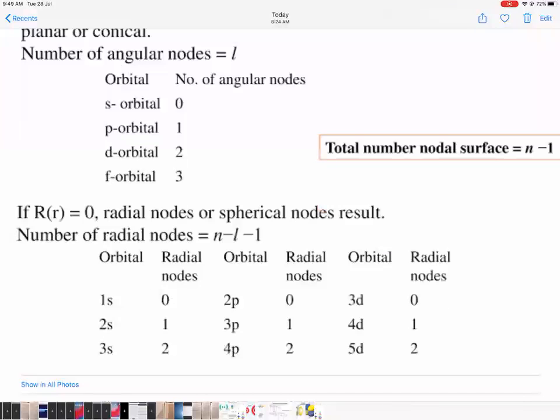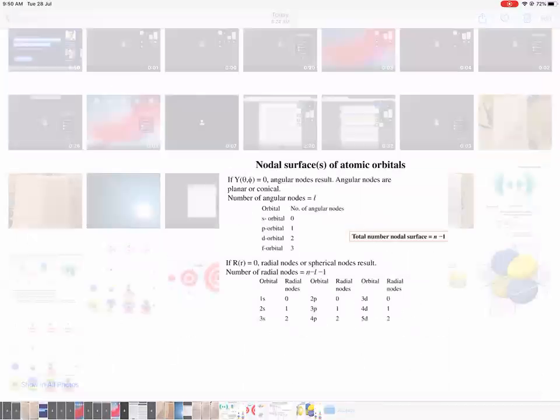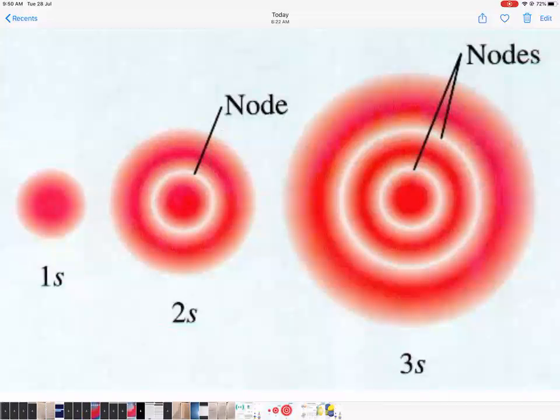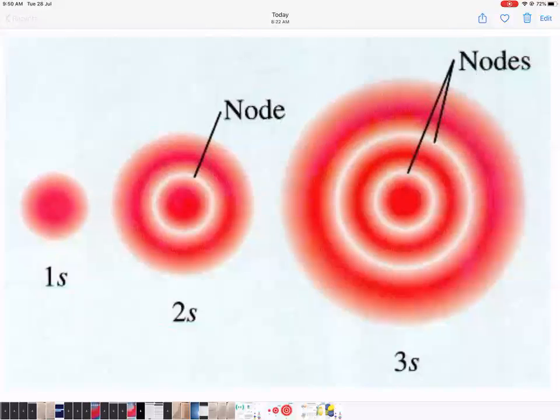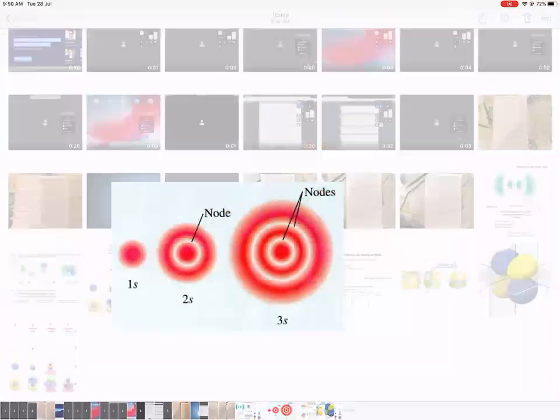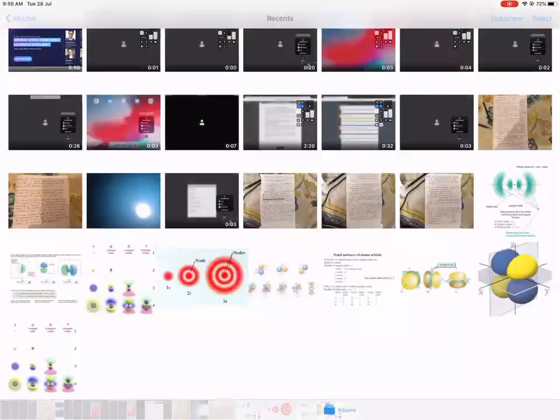The total number of radial nodes. Radial nodes are those points where the probability of finding the electron is 0. So these are radial nodes. I can show you radial nodes here.